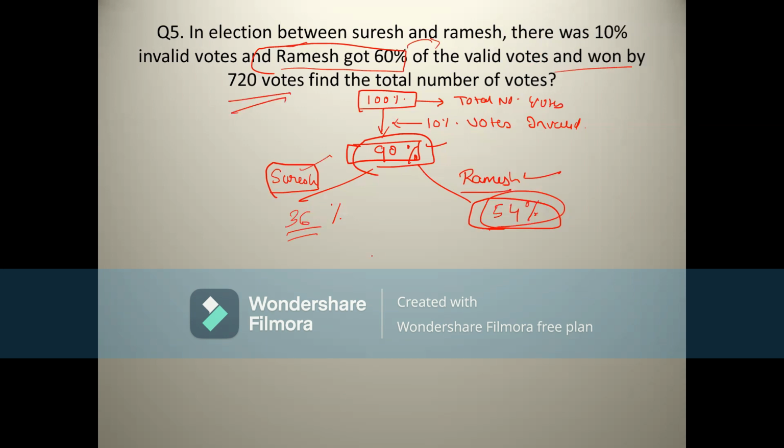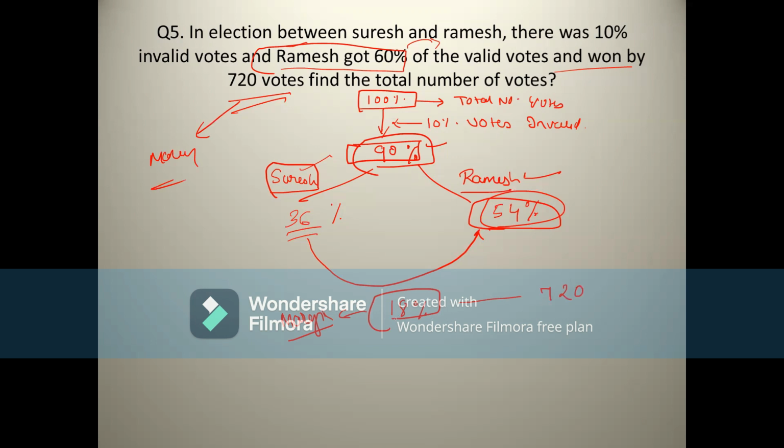So the margin is 720. Now here the margin is 54 minus 36, which will be 18%. Sorry, 54 minus 36 will be 18%. So this 18% is your margin, and in the question the margin is given as 720 votes. So 18% is nothing but 720.